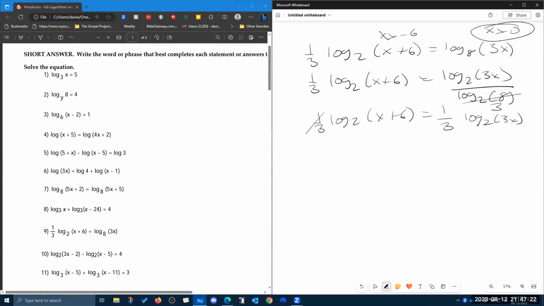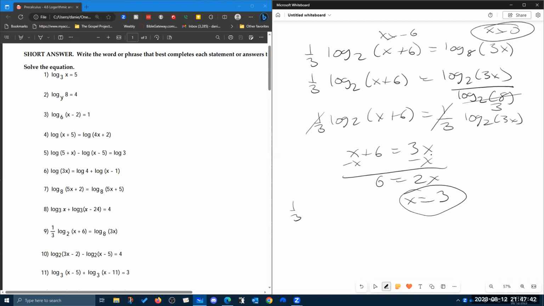Multiply both sides by 3. Get rid of the log base 2's. X plus 6 equals 3x. Subtract x from both sides. 6 equals 2x. X equals 3. 3 is greater than 0.